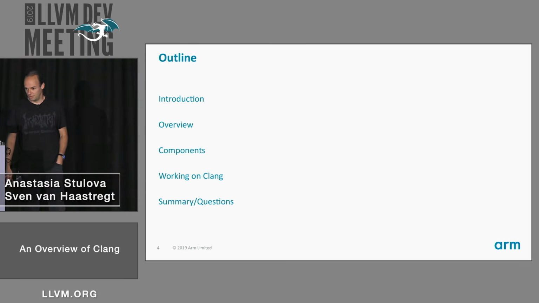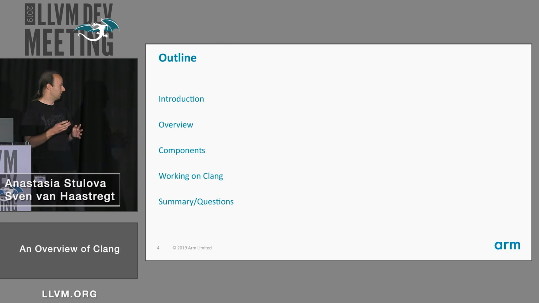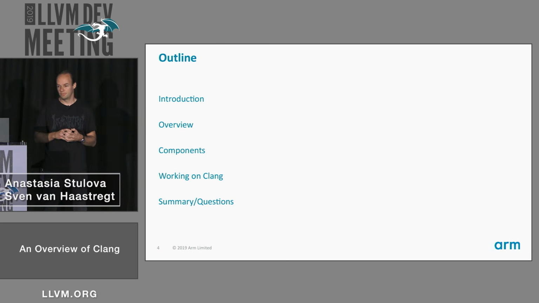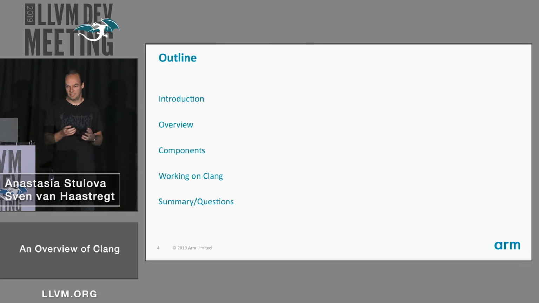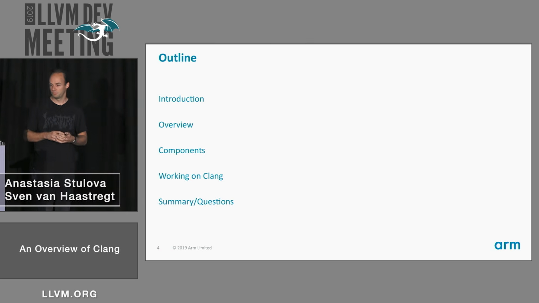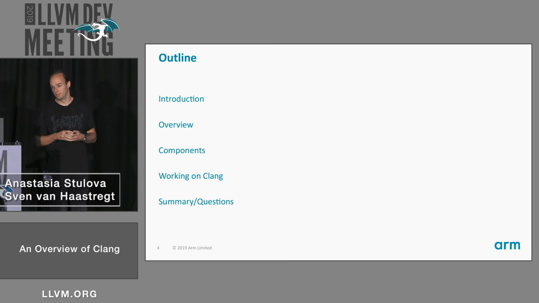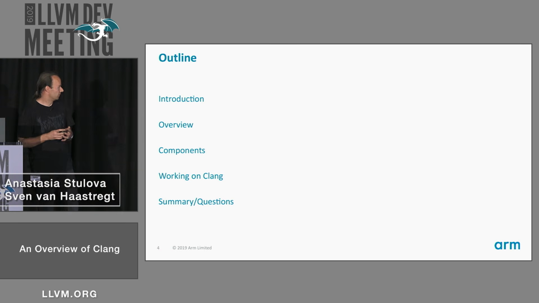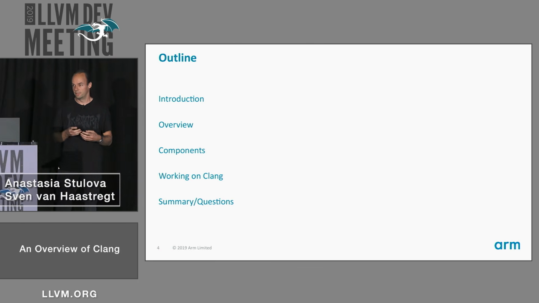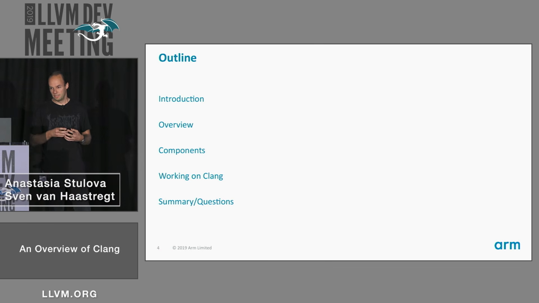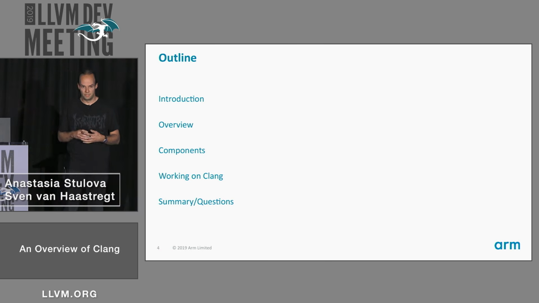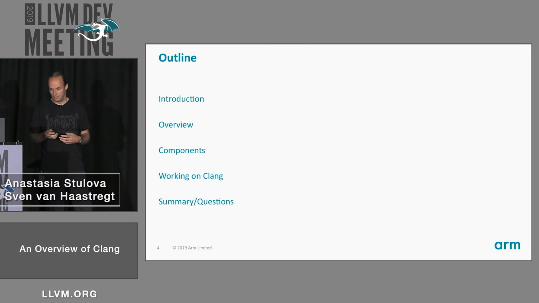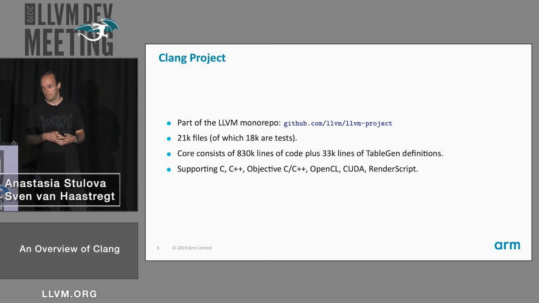So the structure of this talk: we're first going to give you a little overview of Clang, how it's organized. Then we're going to take a look at the individual components of Clang and see how they act when we take a simple C program through them. Then we're going to describe how you can work on the Clang source code, how to test it and stuff like that. And then we'll open up for questions. I'd recommend that we keep the questions to the end because we have so much to get through. So okay, let's get started.